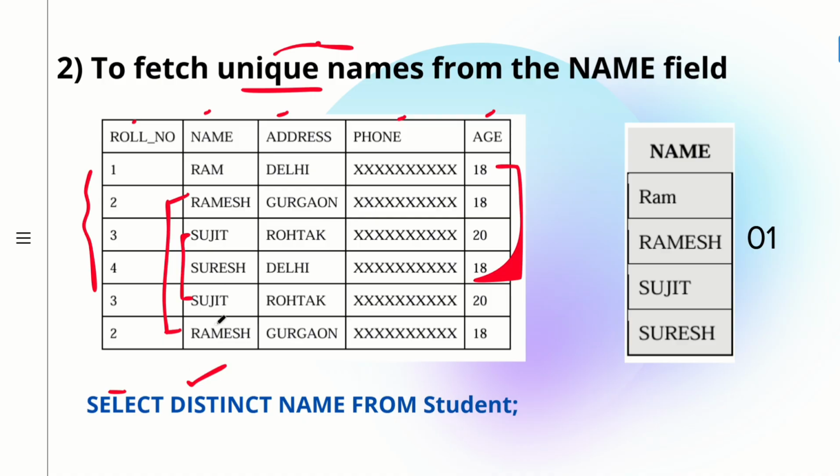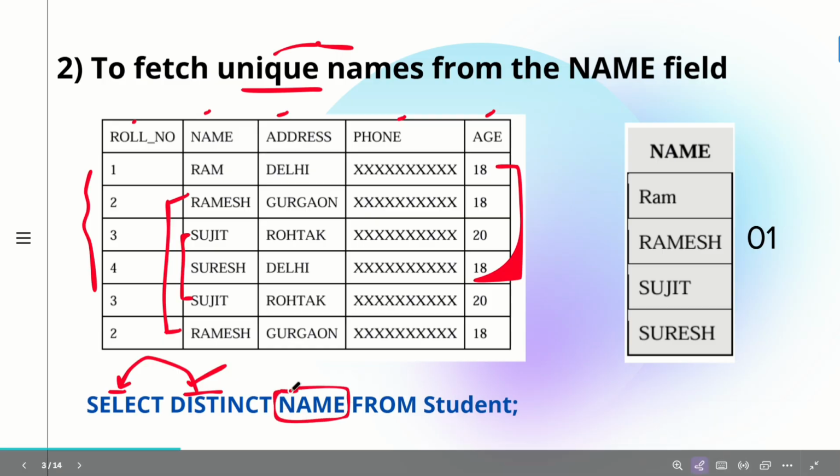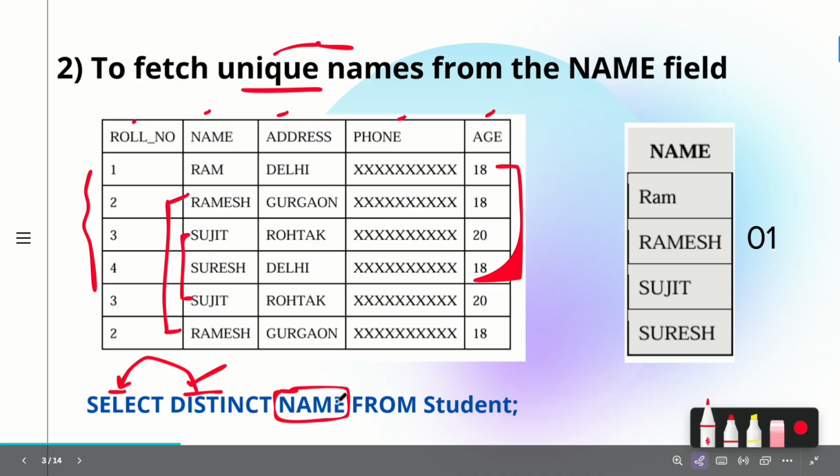Now we will see how we can get the unique name. For that, we have to make use of the distinct clause, and we can use distinct with select only. So you write select and then distinct, and then what unique values do you want? You want unique names, right? So you give the column name, name. From the student table, which is your table name, you want unique names. This is what this query means.